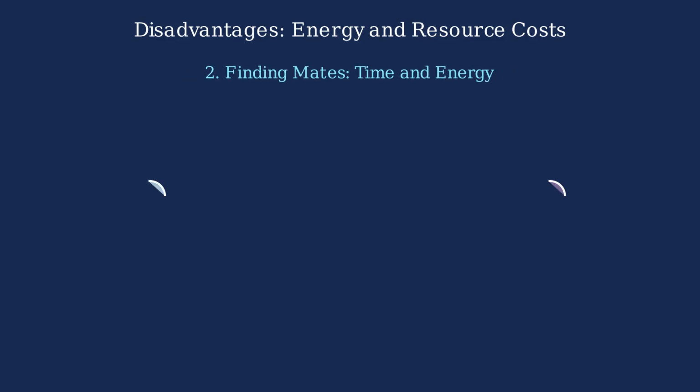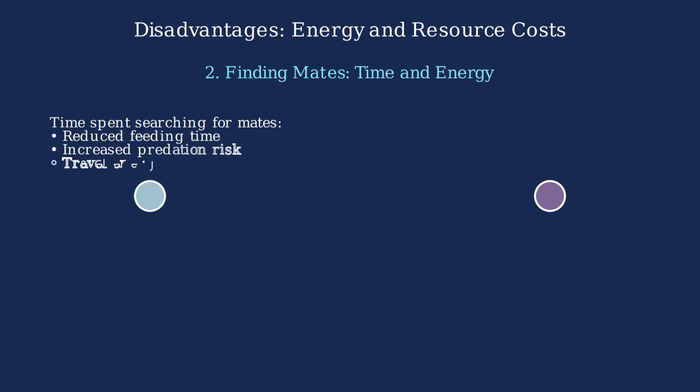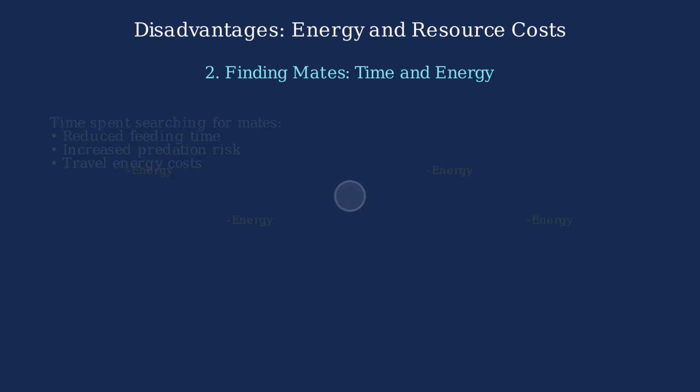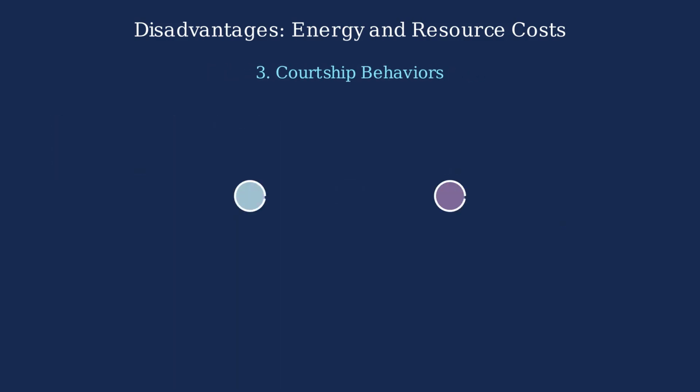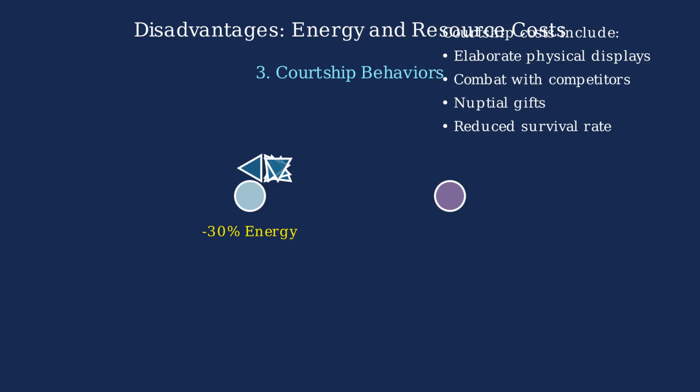Finding suitable mates requires time and energy that could otherwise be used for feeding or avoiding predators. Organisms may travel long distances, reducing their energy reserves and increasing predation risk. Courtship behaviors demand additional energy investment. Males often develop elaborate displays or engage in competitive behaviors that reduce their energy reserves and can lower survival rates.